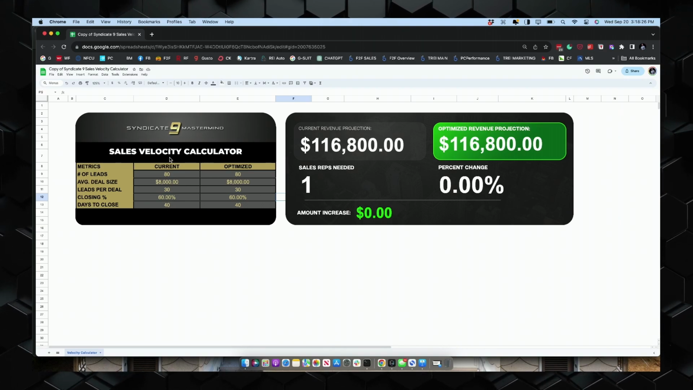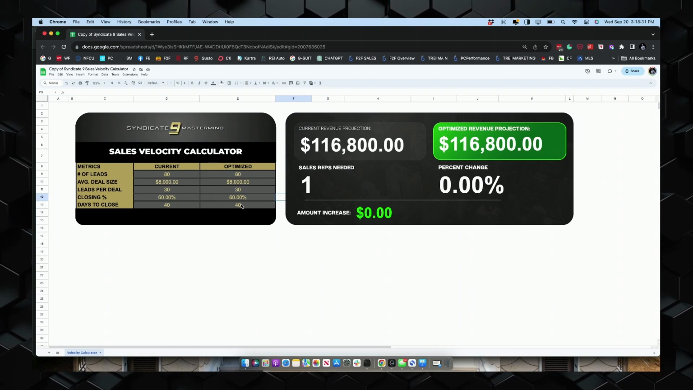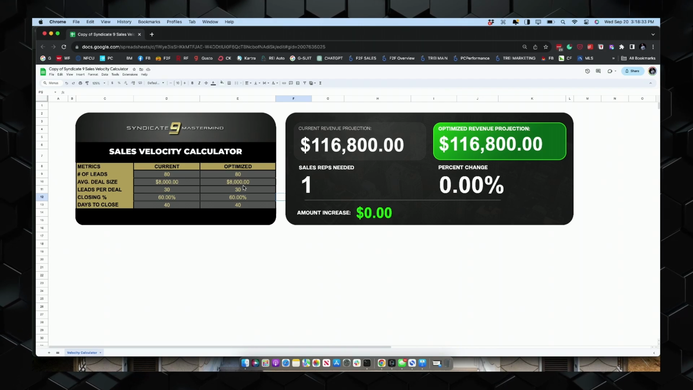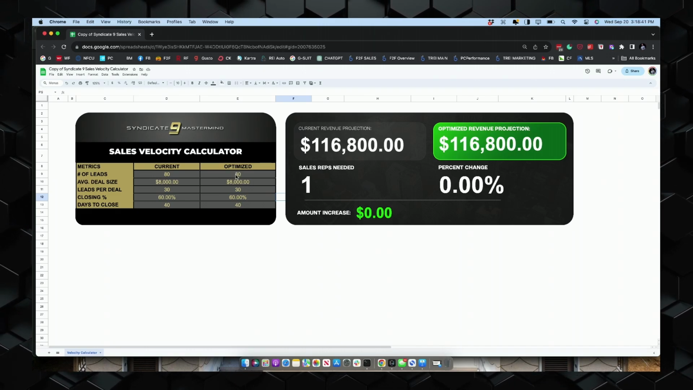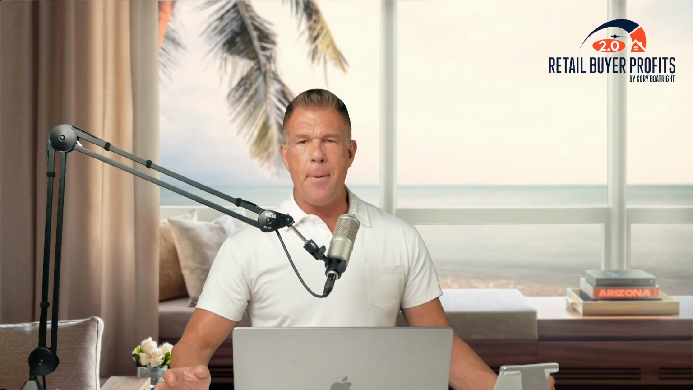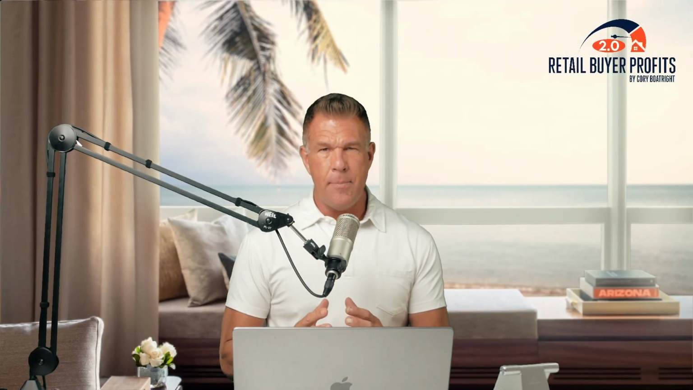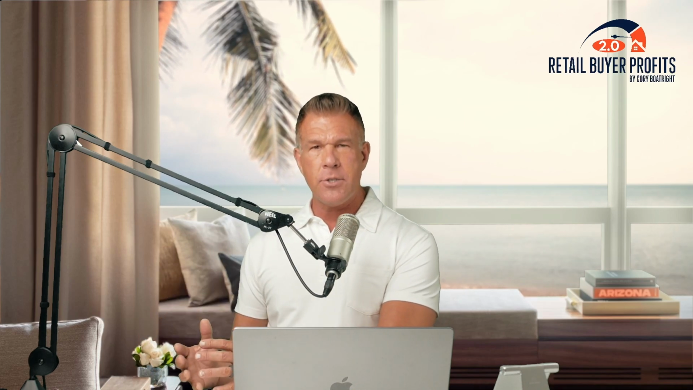So this is the velocity calculator, and we have these current numbers and then we have optimized numbers. Now I'm going to focus on 2 numbers. Everything else stays the same: closing timeline, percentage of close, leads, so you're not spending any more money on leads. We're going to focus on these 2 numbers right here. When you're doing RBP, retail buyer profits, and you're selling to retail buyers, it will dramatically increase your average deal size.